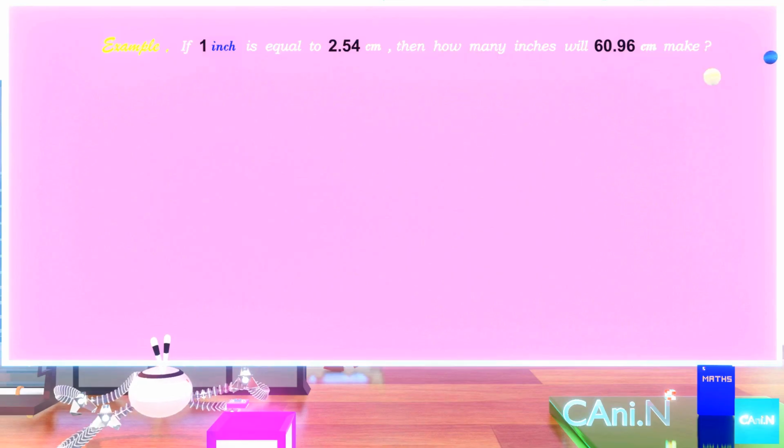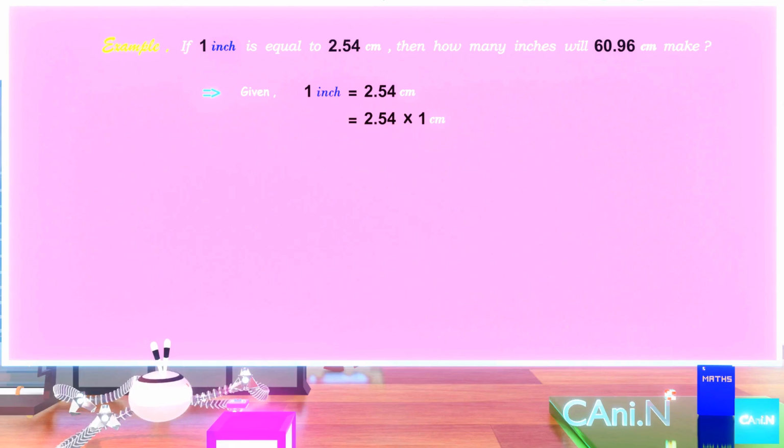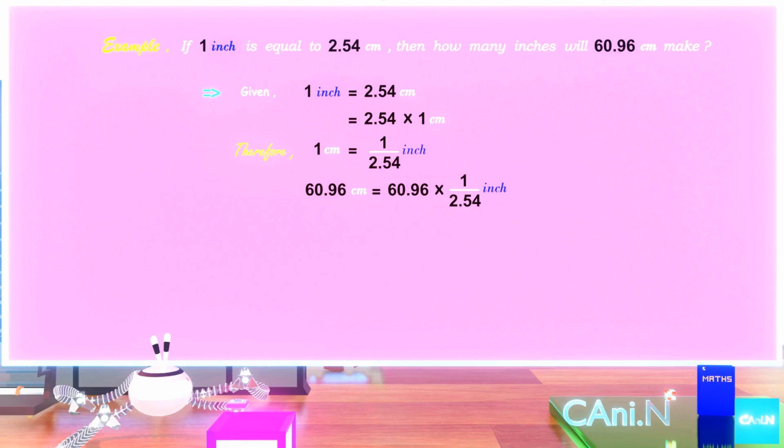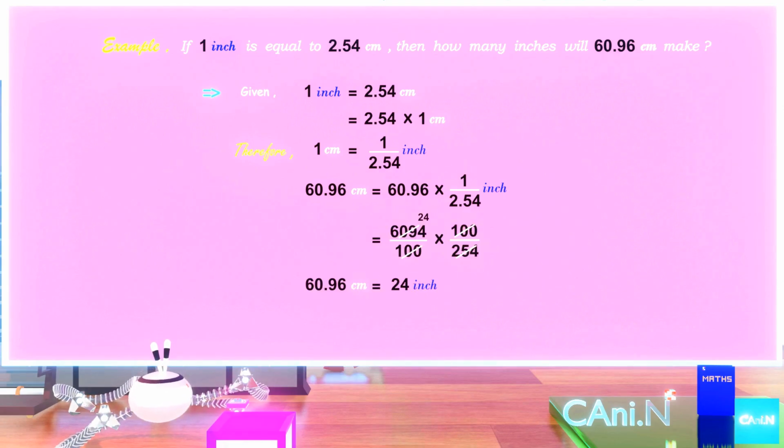Example. If 1 inch is equal to 2.54 centimeters, then how many inches will 60.96 centimeters make? Given, 1 inch equals 2.54 centimeters. Now, 2.54 centimeters can be expressed as 2.54 into 1 centimeter. Therefore, 1 centimeter equals 1 by 2.54 inch. So, 60.96 centimeters equals 60.96 into 1 by 2.54 inch. Therefore, 60.96 centimeters equals 24 inch.